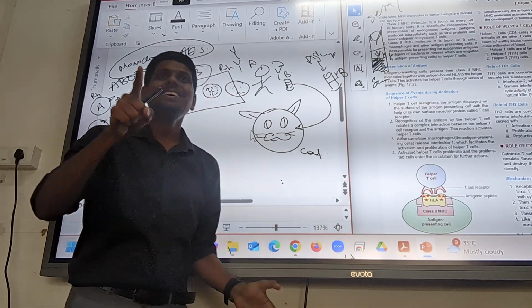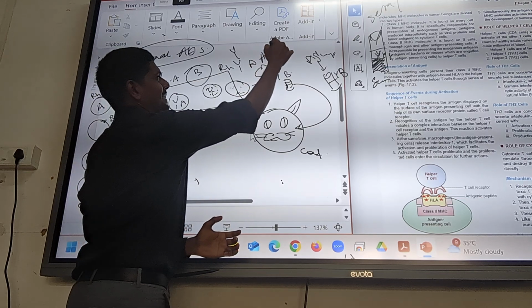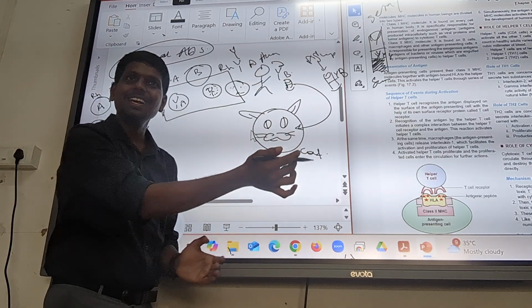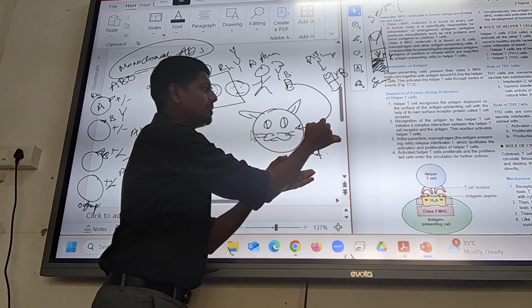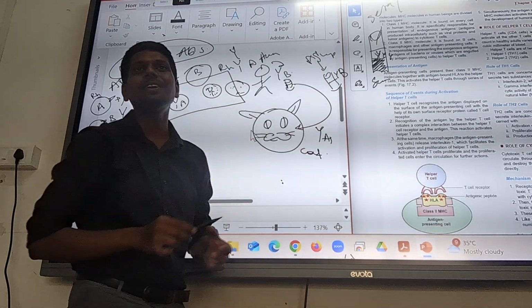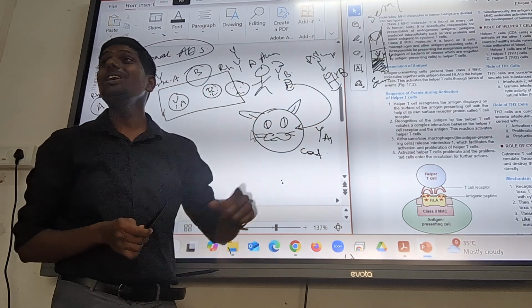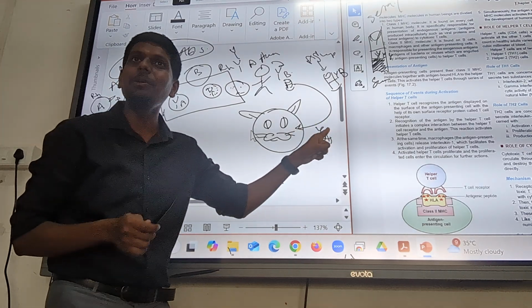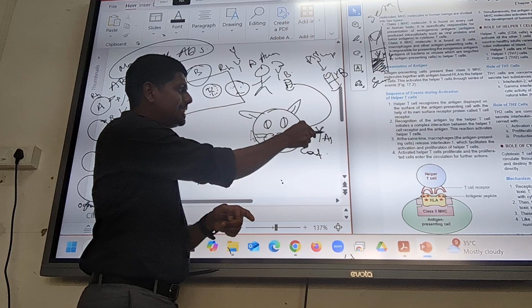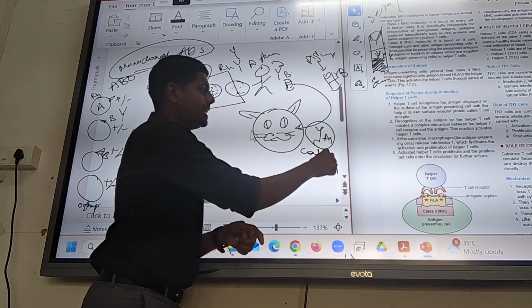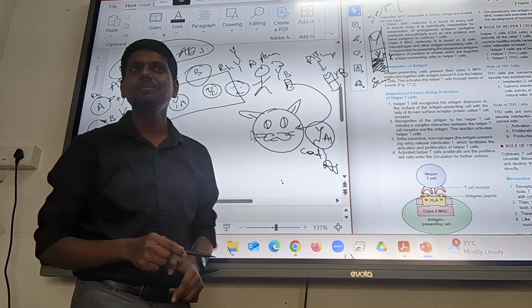Now listen, this is a human. This is a different species. Even the antibodies in the human will become an antigen to the cat. Even though it's an antibody, it will become an antigen to the cat's immune system. It will treat this antibody as an antigen. It's foreign to the cat now.